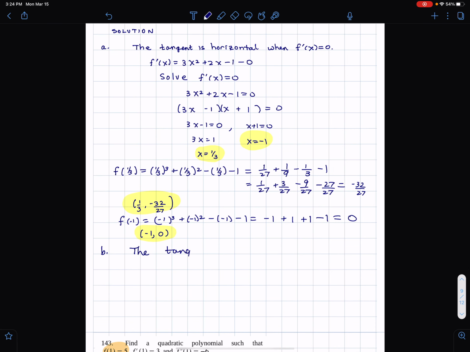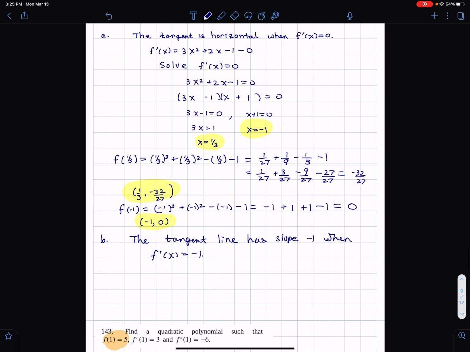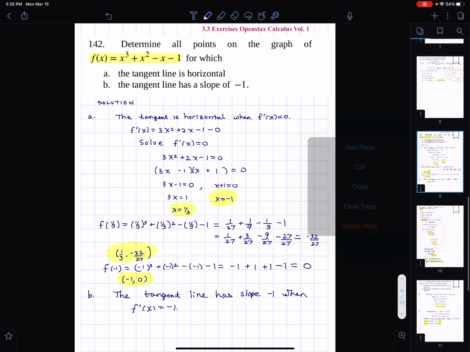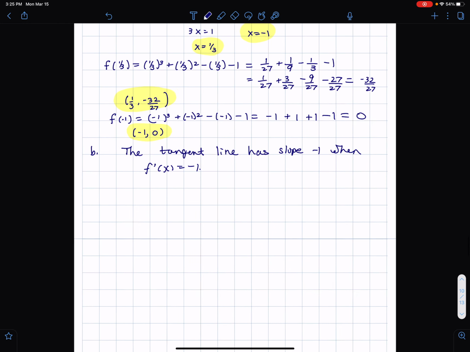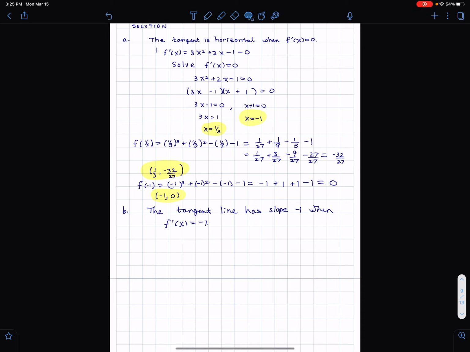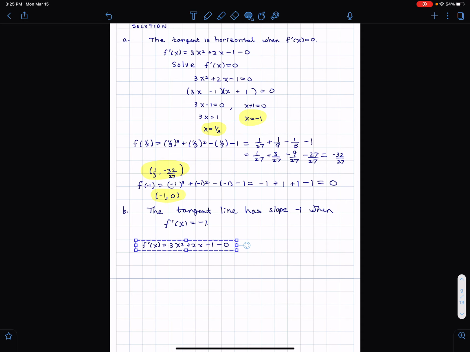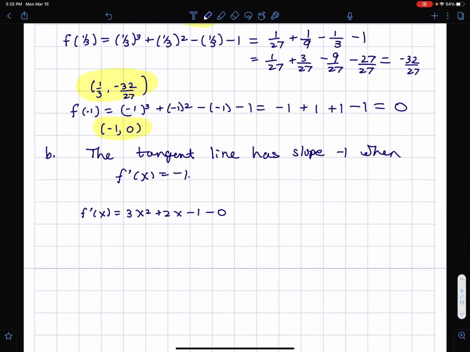The tangent line has slope -1 when f prime of x equals -1. It looks like that's going to require more space, so I'll add a page there. We already did the derivative, so I don't need to do that again. We don't want to double up on our work. So now I have 3x squared plus 2x minus 1 equals negative 1. That gives 3x squared plus 2x equals 0. I think I can factor that.